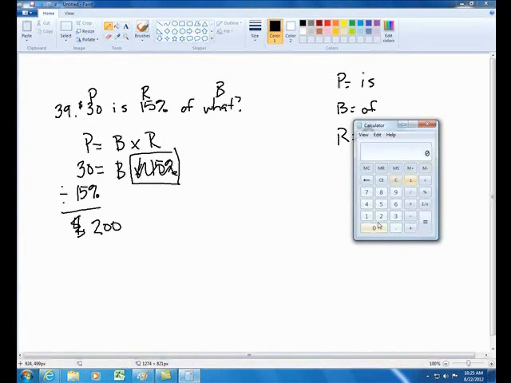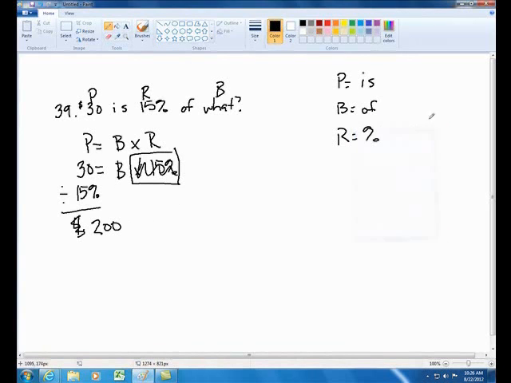I'm going to try and see if my calculator is what's doing weird. 30 divided by 15%. Yep, it's doing that 15% weird. So I had to change it to a decimal before I could use it. And then when I put it in that way, as a decimal, 0.15, it takes it and solves it. So 200 is my base.